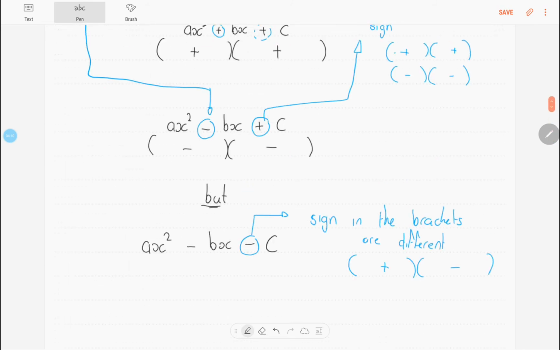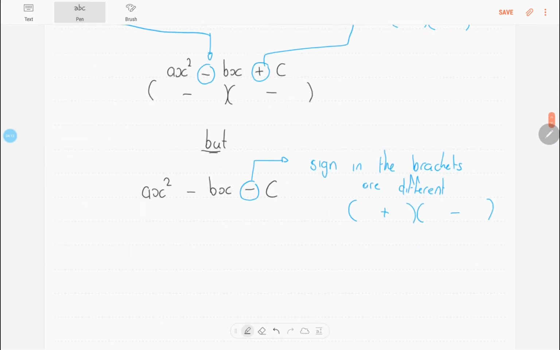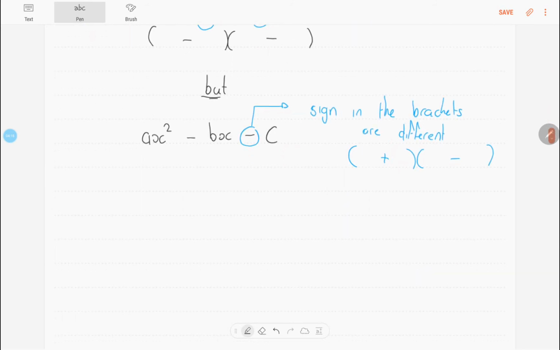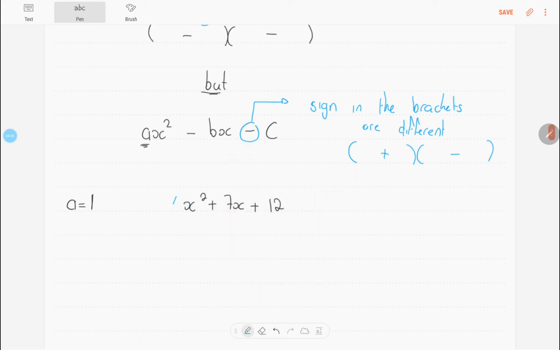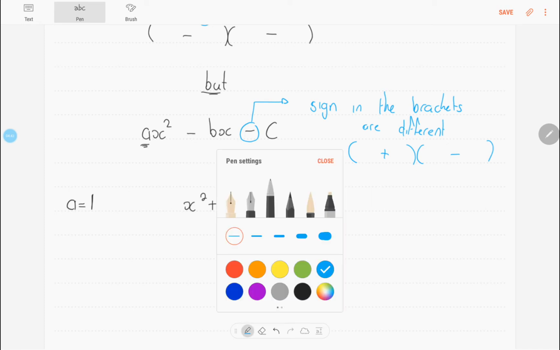Okay, so there's two different ways of doing a trinomial. Okay, and it depends on our value of a. So if our a value, the coefficient in front of our x squared, is equal to 1, we have our simpler form of trinomial, which is x squared plus 7x plus 12. Okay, cool. So notice here that our coefficient in front of our x squared is 1. Okay, so largely they're going to just write it like that. So we've got to know that it's 1.